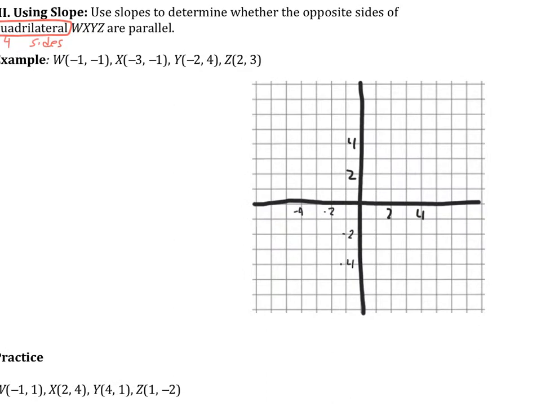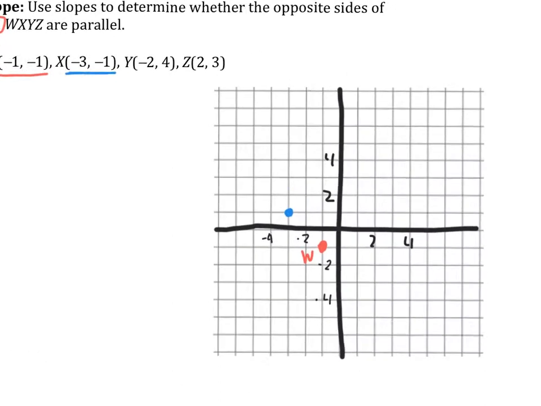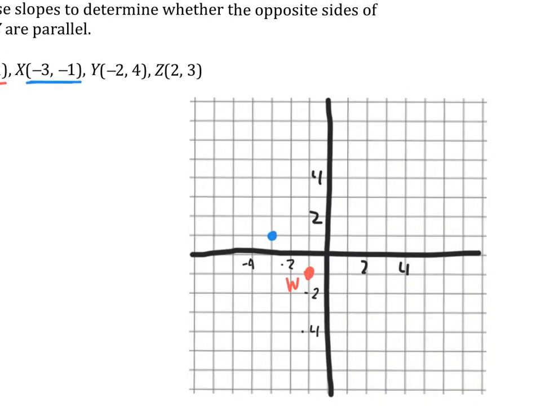All right, so I'm going to plot each one of these. W is at (-1, -1), so it's right there. And I'm going to label that with a W. X is (-3, 1). So I'm going to place that right here, like so. And then my Y is (-2, 4), which is up here. And let me make sure to label these points. And then the last one, Z, is (2, 3).